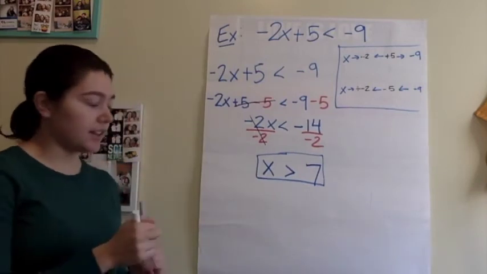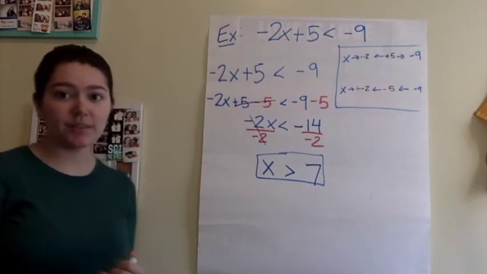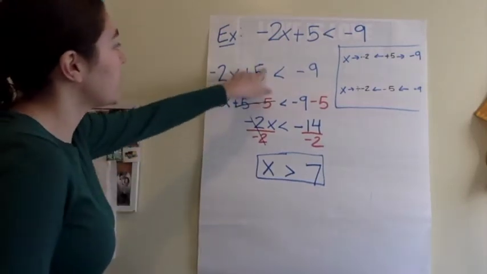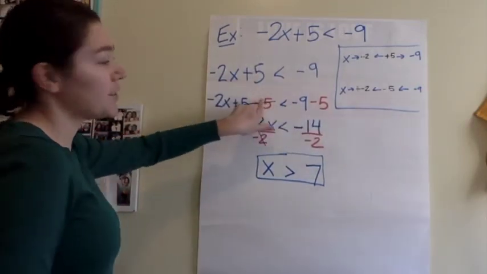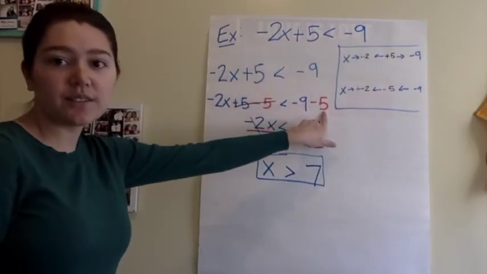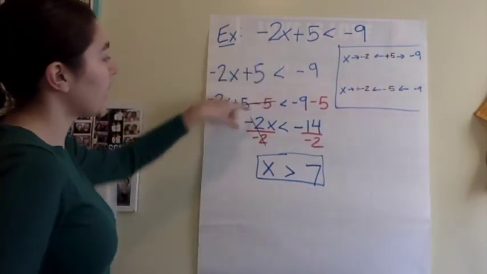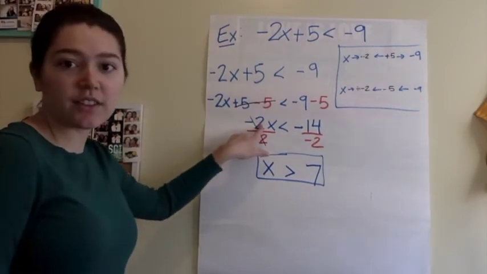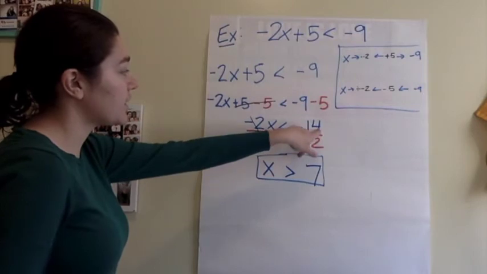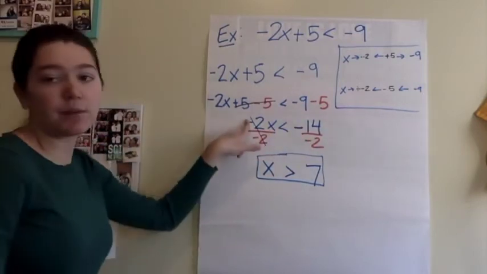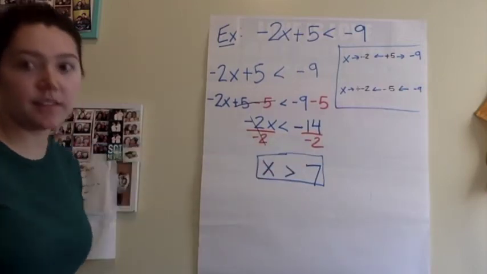Again, let's talk through what I did. So I needed to undo everything that was happening to the x. First, x was getting added by 5. So I undid that by subtracting 5. And if I do it to this side, I need to do it to this side always. For any inequality, any equation. So 5 minus 5, that goes away. I just get my negative 2x, just like I was hoping. Negative 2 times x is less than negative 14. I need to undo multiplying by negative 2, so I divide by negative 2. And of course, I have to do that to both sides.